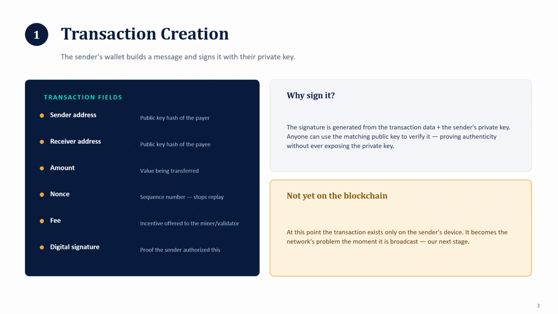One thing to stress here: at this point, nothing has left the phone or laptop. The transaction is just a signed piece of data sitting locally. It only becomes the network's concern the moment it's broadcast, which is our next stage.